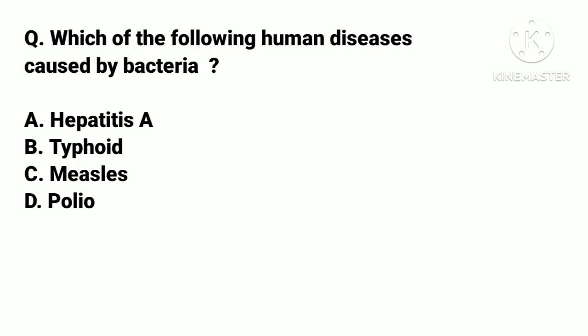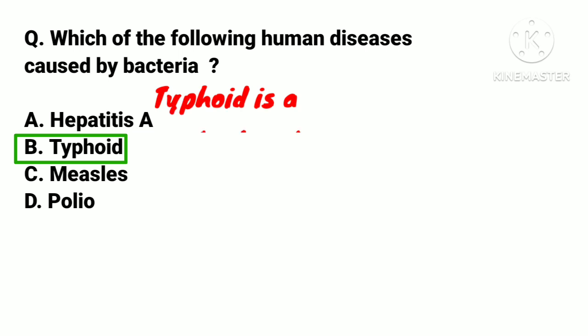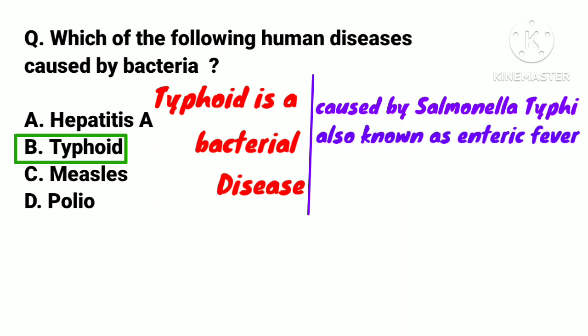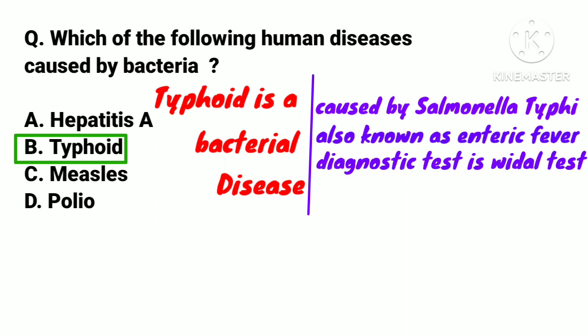Which of the following human disease caused by bacteria? A. Hepatitis A, B. Typhoid, C. Measles, D. Polio. And the correct answer is B. Typhoid. Typhoid is a bacterial disease which is caused by Salmonella typhi. Typhoid, also known as enteric fever, and its diagnostic test is Vidal test.